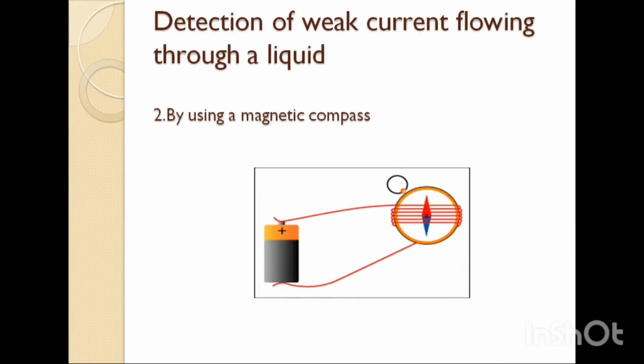We can also detect weak electric current flowing through a liquid by using a compass, by making use of the magnetic effect of current. Here in this diagram, you can see a compass kept in a box surrounded by turns of electric wire of the circuit. Now, even if a weak electric current flows through the liquid in the circuit, the magnetic needle of the compass will show deflection, showing that the current passes through the circuit.